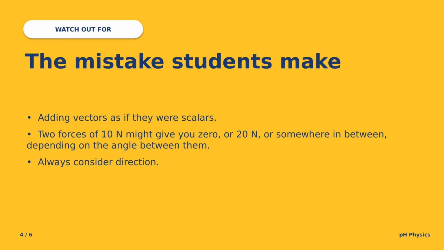Common mistake, adding vectors as if they were scalars. 2 forces of 10 newtons might give you 0 or 20 newtons, or somewhere in between, depending on the angle between them. Always consider direction.